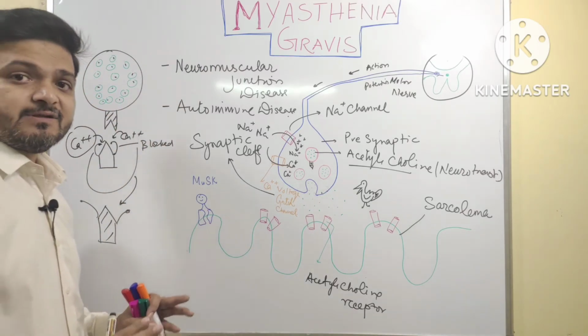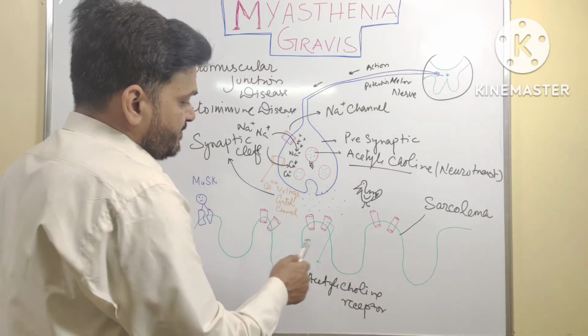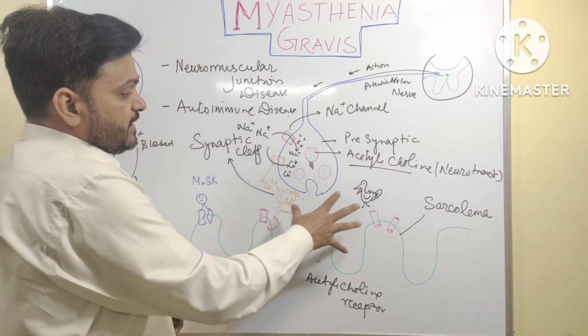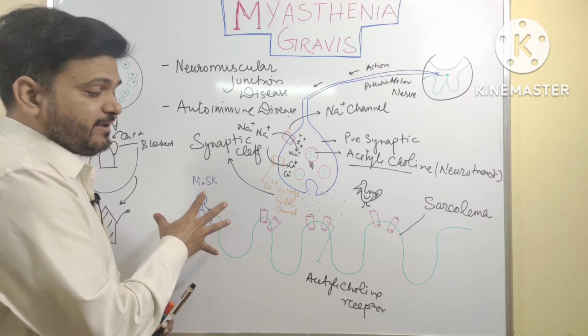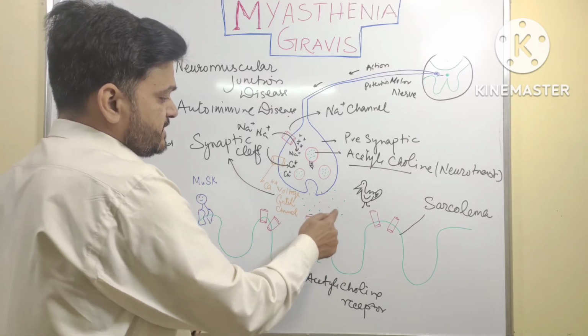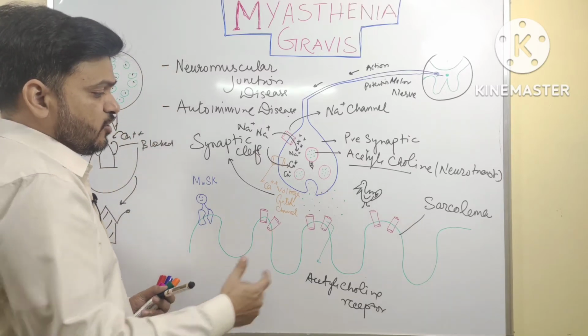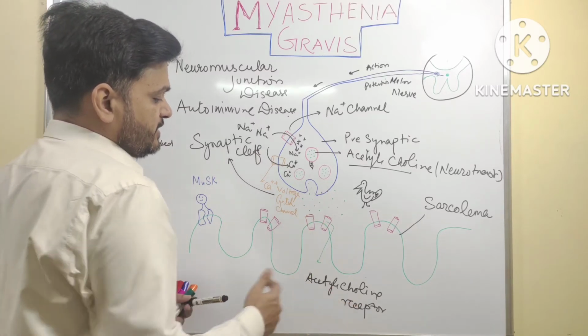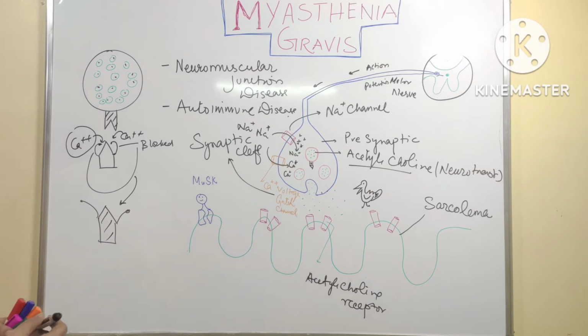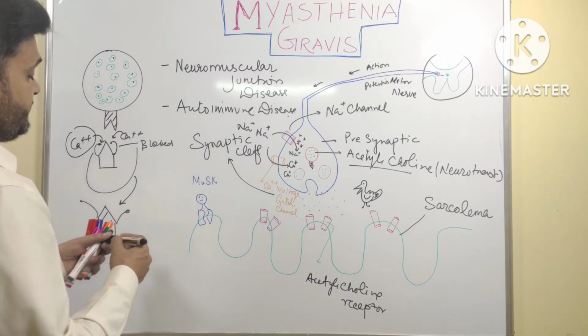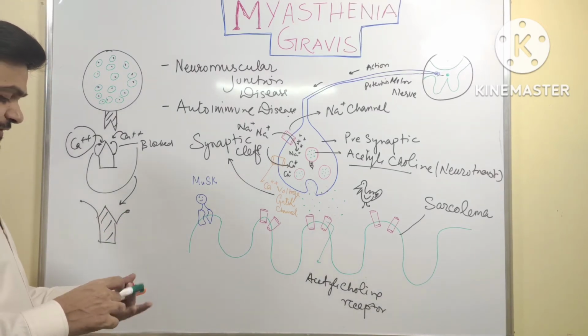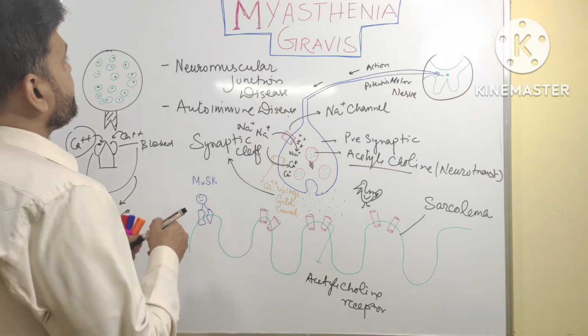I think up to that level you understand. Now what happens after this? Now we have acetylcholine in the synaptic cleft. Now this acetylcholine, where it has to be attached, obviously it has to be attached to the acetylcholine receptor. To understand this, we can make the diagram in a magnified manner. Okay, we can make it here.